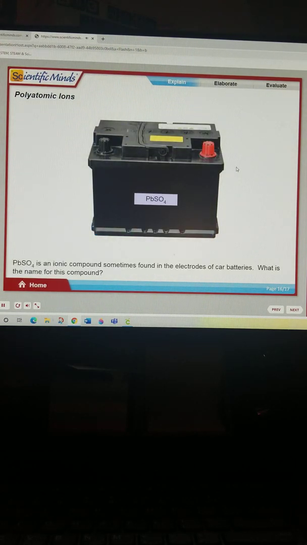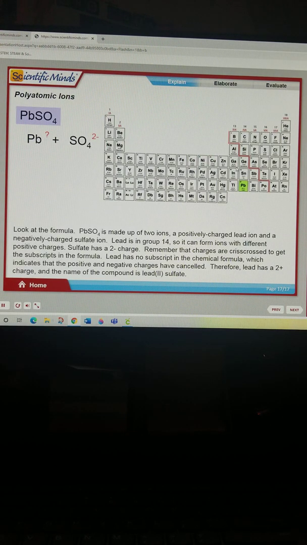PbSO4 is an ionic compound sometimes found in the electrodes of car batteries. What is the name for this compound? Look at the formula.